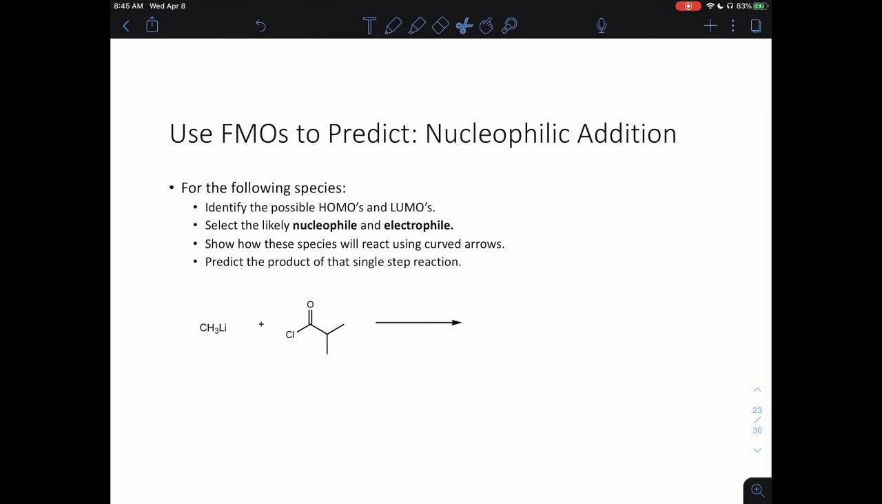So here are 2 species. I want you to, again, identify possible HOMOs and LUMOs, select the likely nucleophile and electrophile, and then show how these species react using curved arrows. So let's go ahead and do that together.